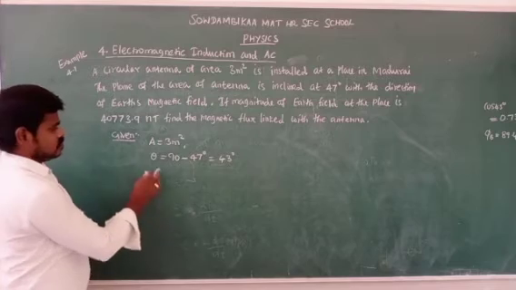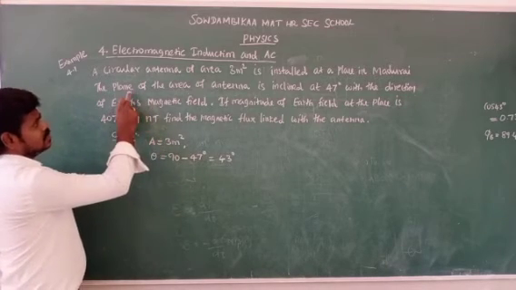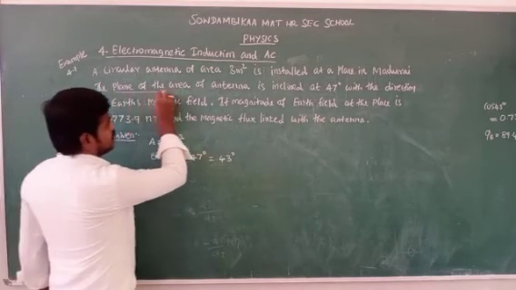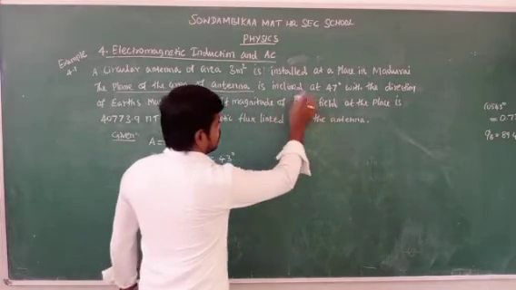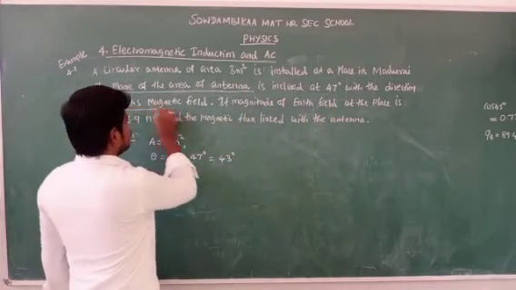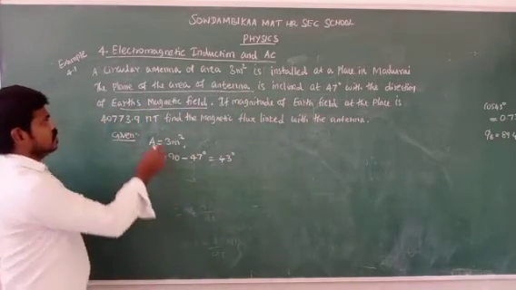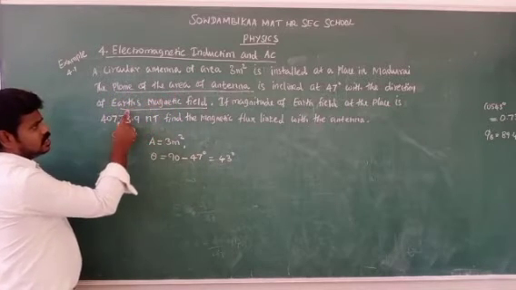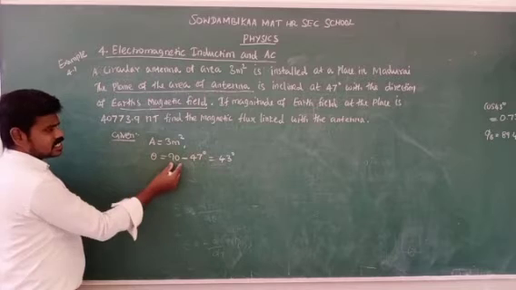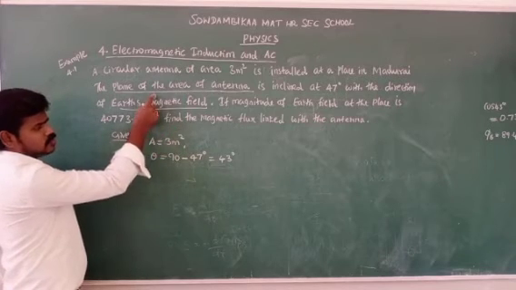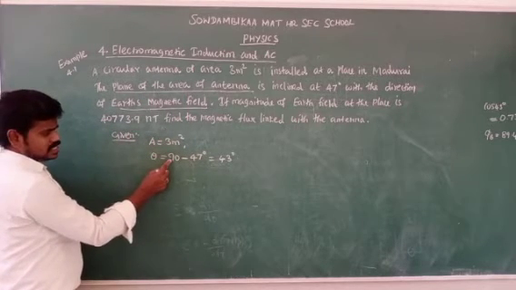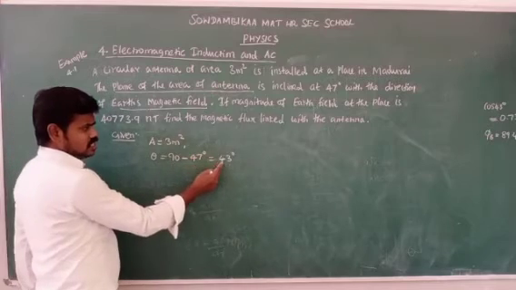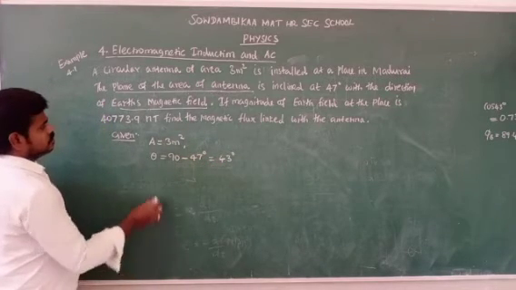Theta is 43 degree. The plane of the area of the antenna is inclined at 47 degree with the direction of the earth's magnetic field. Suppose we take theta as the angle between the normal to the plane of the area and the earth's magnetic field direction. This is a very, very important point. So theta is equal to 90 minus 47 degree equal to 43 degree.